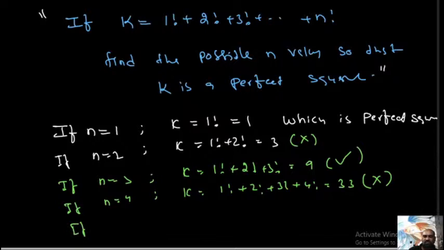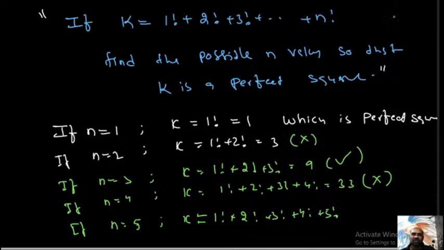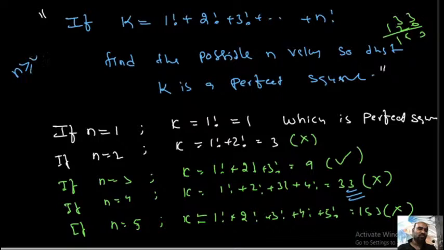If n equal to 5, what happened to k? k equals 1 factorial plus 2 factorial, and so on, plus 4 factorial plus 5 factorial. Up to 5 factorial, what did I get? 33 I got, and another 120, so 153. Not a perfect square. So, interesting observation: if n is greater than or equal to 4, k always ends with 3. That is interesting, because 5 factorial ends with 0, no? 6 factorial also ends with 0 only, no? 7 factorial also ends with 0 only, no?